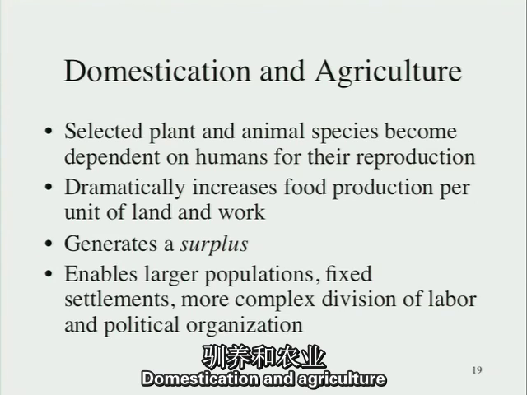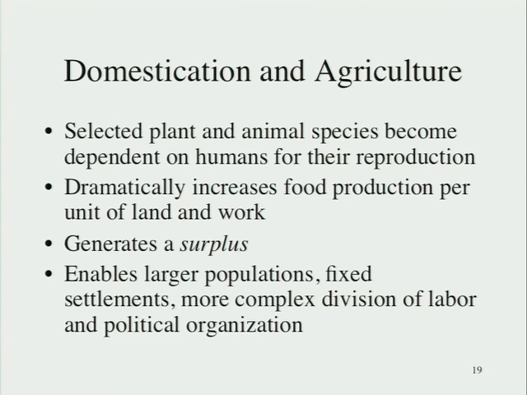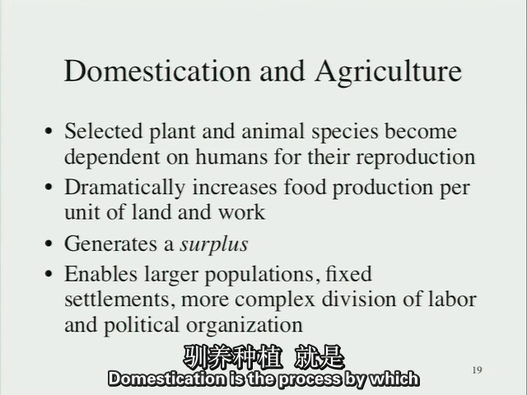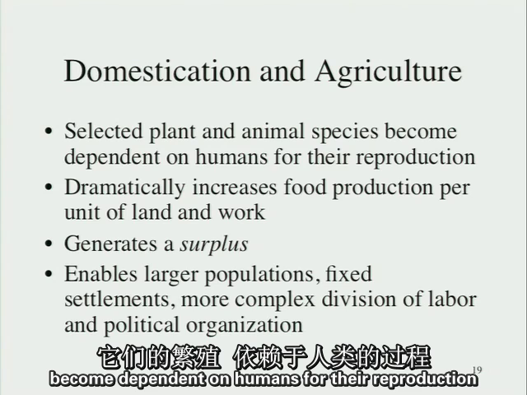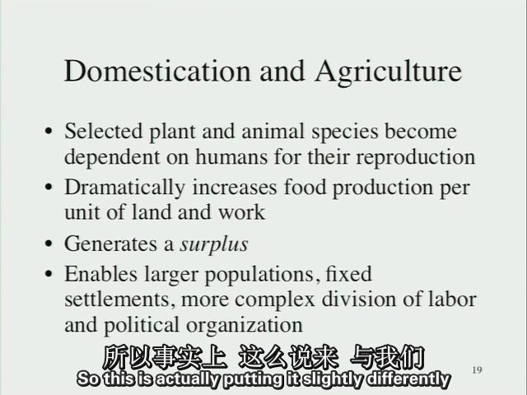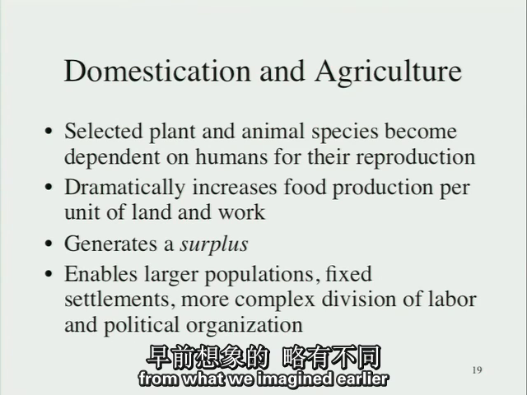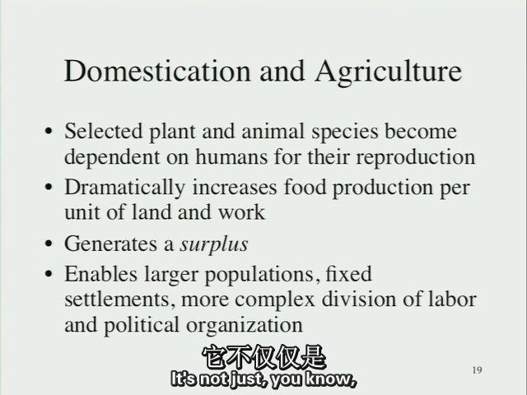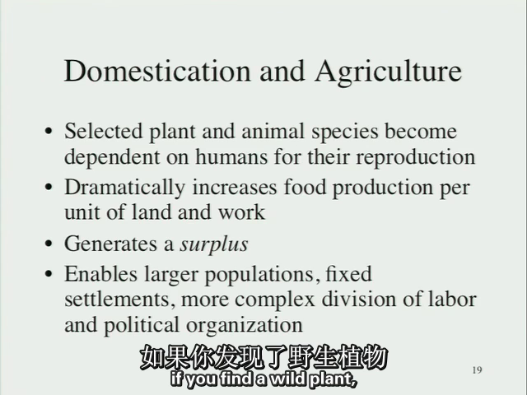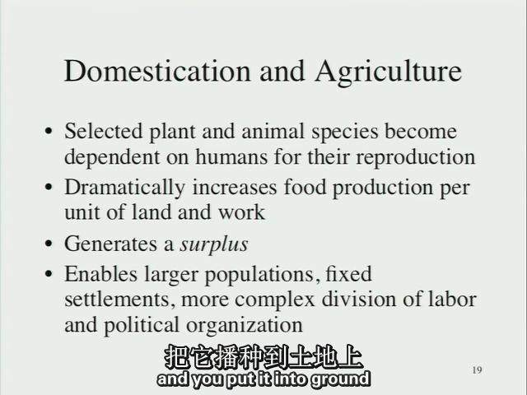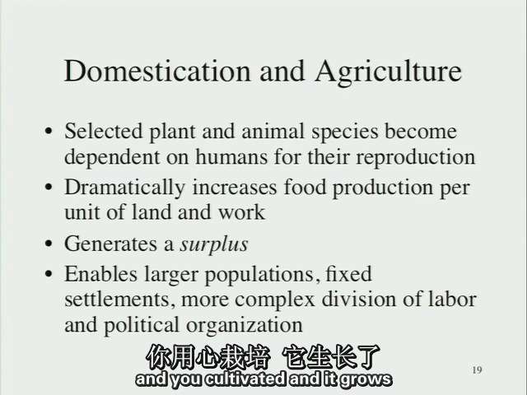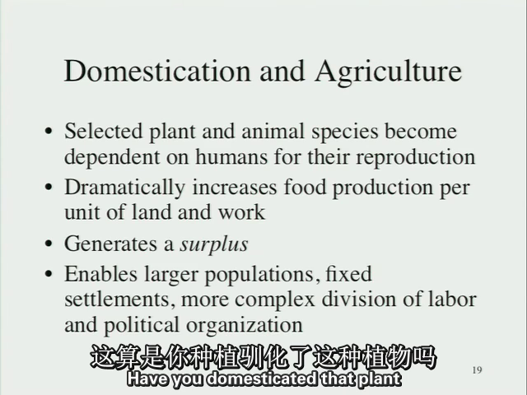Domestication and agriculture. Grossly speaking, domestication is the process by which selected plant and animal species become dependent on humans for their reproduction. This is actually putting it slightly differently from what we imagined earlier. It's not just, if you find a wild plant and you harvest a seed off of it and you put it in the ground and you cultivate it and it grows, have you domesticated that plant?